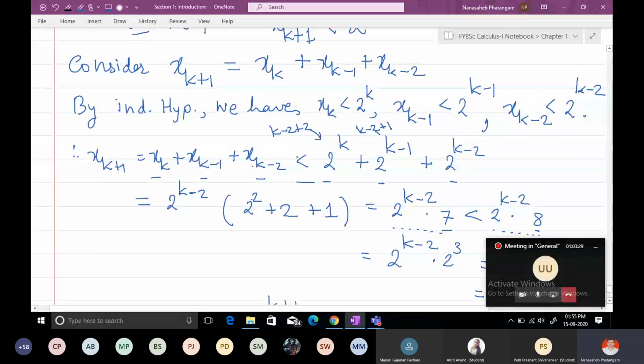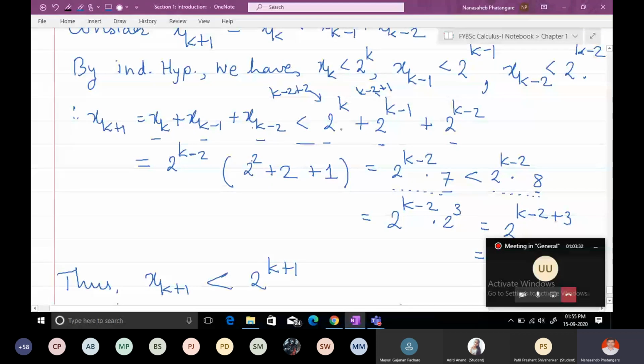Is this step clear? Yes, sir. Okay. Now take 2 raised to k minus 2 common. What does taking common mean? Suppose I have 2 raised to 5 plus 2 raised to 4 plus 2 raised to 3. If I take 2 raised to 3 common, what will be in the bracket? 2 squared plus 2 plus 1. So when we take 2 raised to k minus 2 common, what remains inside is 2 raised to 2 plus 2 raised to 1 plus 2 raised to 0.